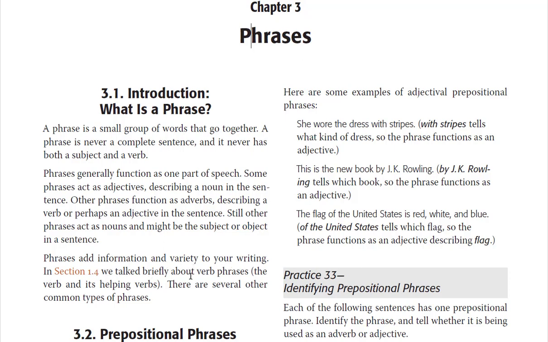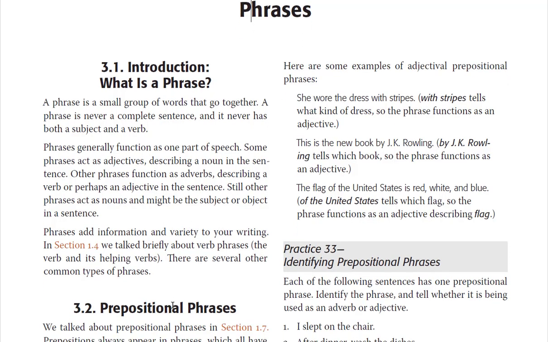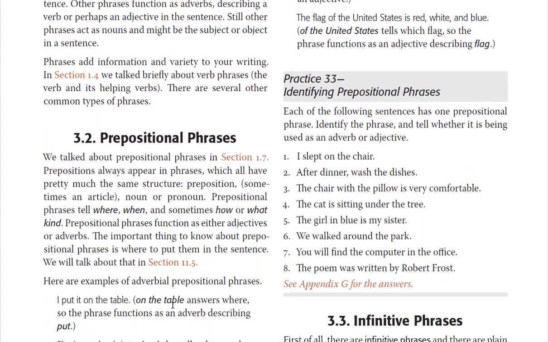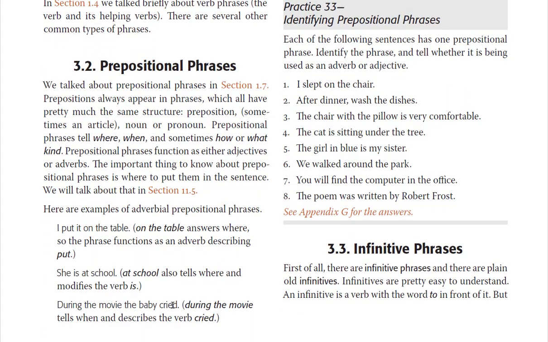We talked briefly about verb phrases when we talked about verbs and helping verbs. There are several kinds of common phrases. Prepositional phrases. So prepositional phrases, as mentioned before, talk about time and place. We talked about prepositional phrases in the first chapter.